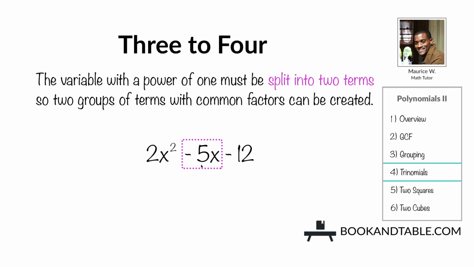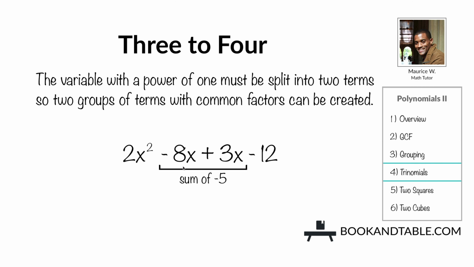So what we do is we focus on the middle term, -5x. The variable with a power of 1 must be split into two terms, so two groups of terms with common factors can be created. So this x has a power of 1, so this is the term we're focused on. And we're going to split -5x into two terms so that we can create two sets of terms. The two terms that we switch -5x to have a sum of -5x. So -8x plus 3x have a sum of -5x, the original term that was here.